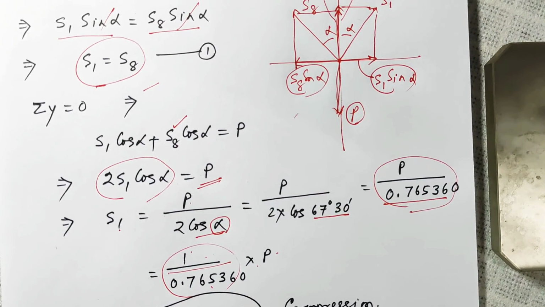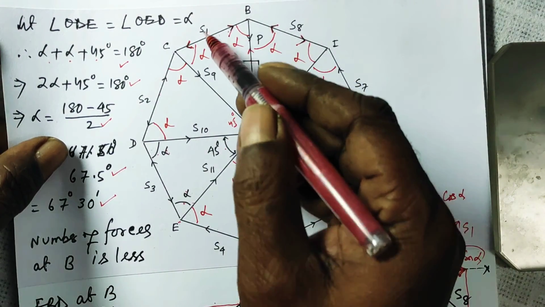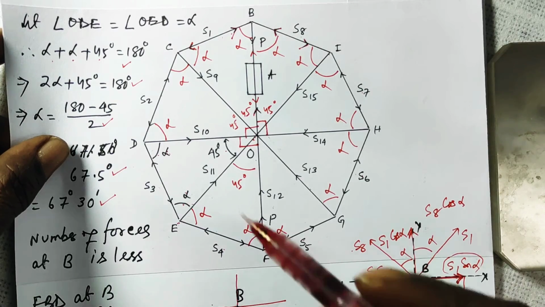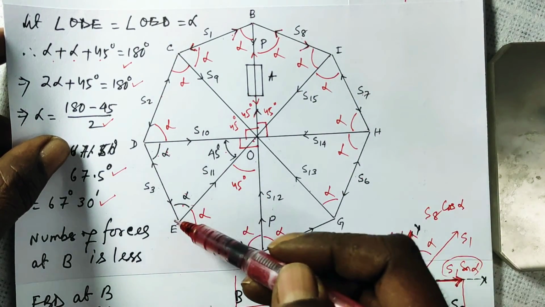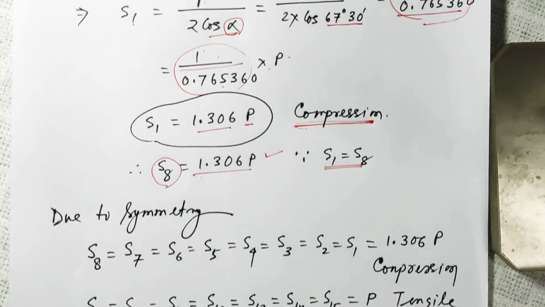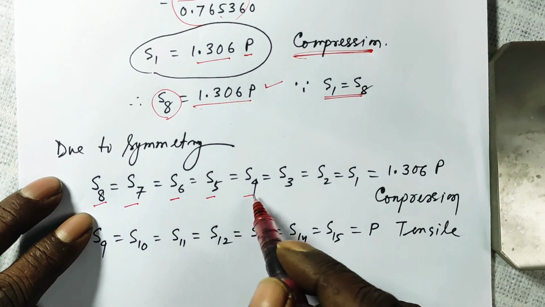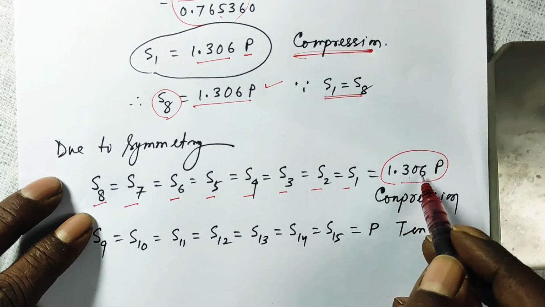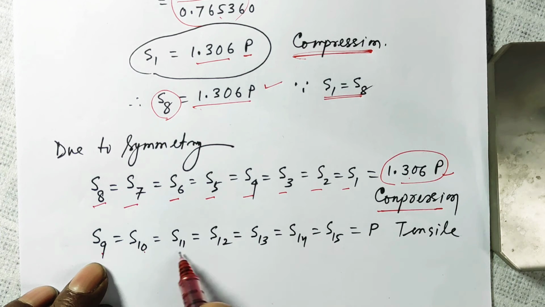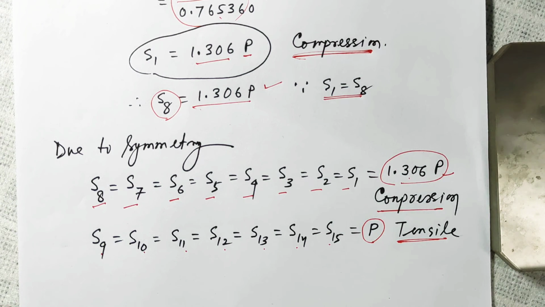Now if you look at the symmetry of the diagram, the forces S1, S2, S3, S4, S5, S6, S7, S8 will be the same, by applying the free body diagram at C, D, E, F, G, H, I, due to symmetry. So due to symmetry, S8 is equal to S7, S6, S5, S4, S3, S2, S1, that is equal to 1.306 times P. All are compressive forces. S9, S10, 11, 12, 13, 14, 15 will be equal to P, that will be a tensile force. So what is the conclusion?